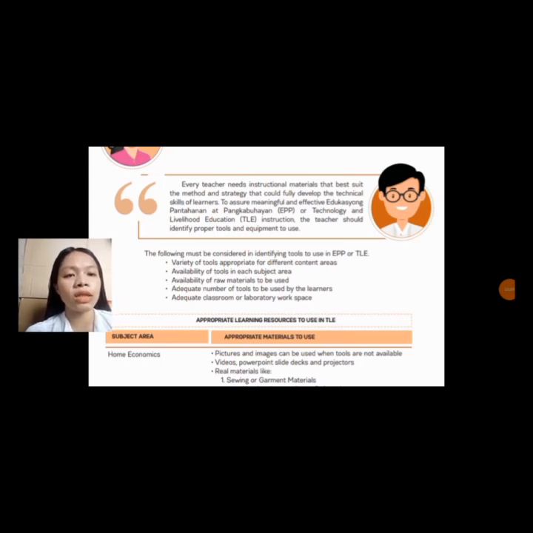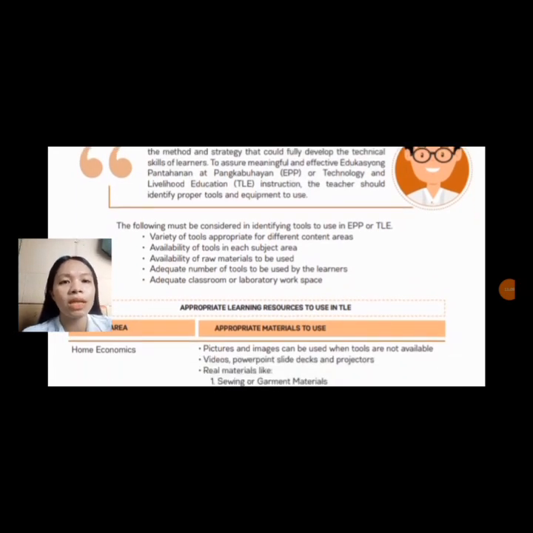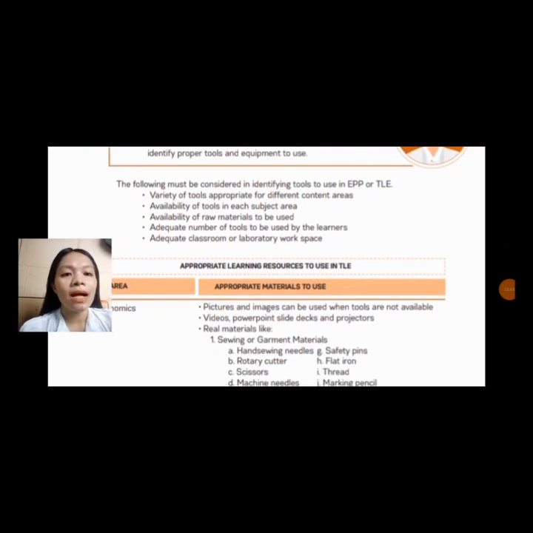The teacher should identify proper tools and equipment to use. The following must be considered in identifying tools to use in EPP or TLE. First, variety of tools appropriate for different content areas. Next, availability of tools in each subject area. Third, availability of the raw materials to be used. Fourth, adequate number of tools to be used by the learners. And lastly, adequate classroom or laboratory workspace.